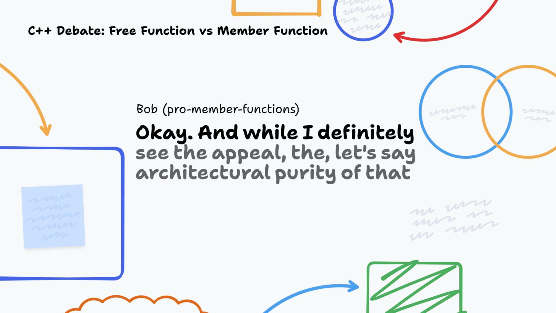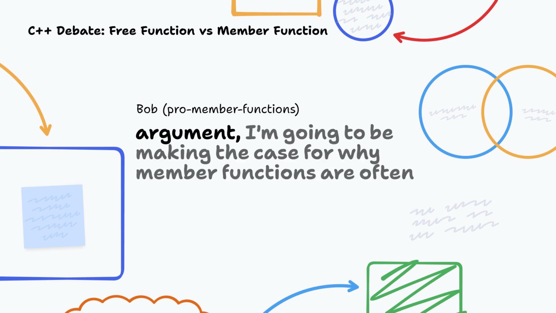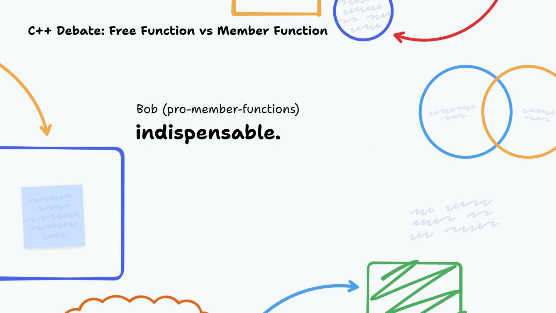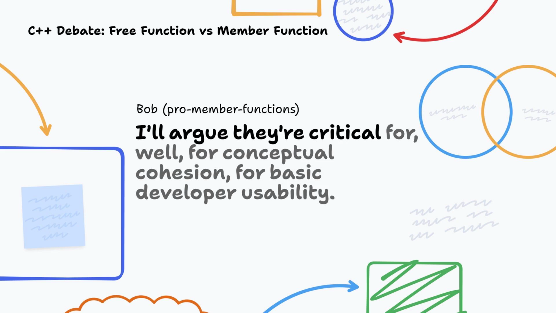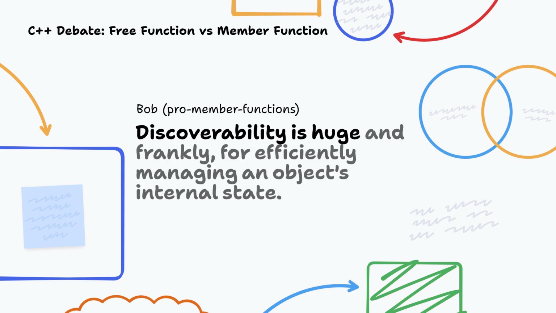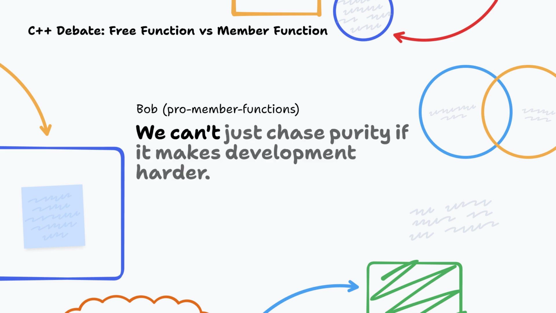Okay. And while I definitely see the appeal, the architectural purity of that argument, I'm going to be making the case for why member functions are often indispensable. I'll argue they're critical for conceptual cohesion, for basic developer usability. Discoverability is huge, and frankly, for efficiently managing an object's internal state. We can't just chase purity if it makes development harder.